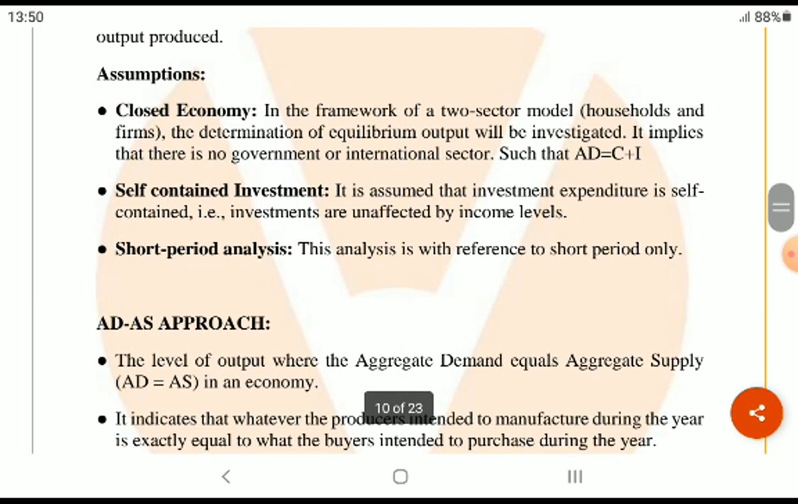Assumptions are there that it is a closed economy, the framework of two sector models. The determination of equilibrium output will be investigated. It implies that there is no government or international sectors such that AD is equal to C plus I. Investment expenditure is assumed to be self-contained. Investments are unaffected by income levels. Short period analysis: this analysis is with reference to the short period only. So that's why it is short period analysis.